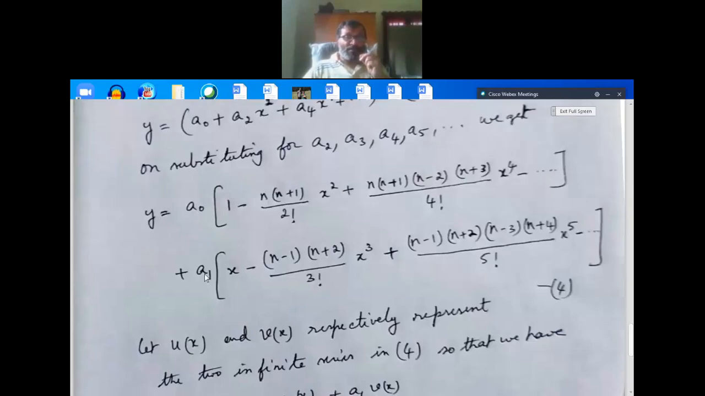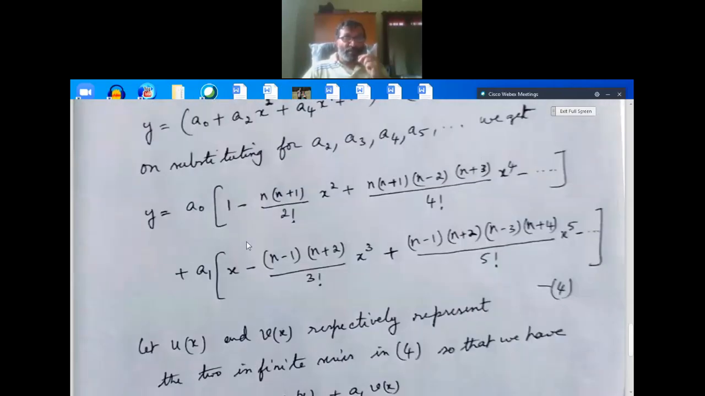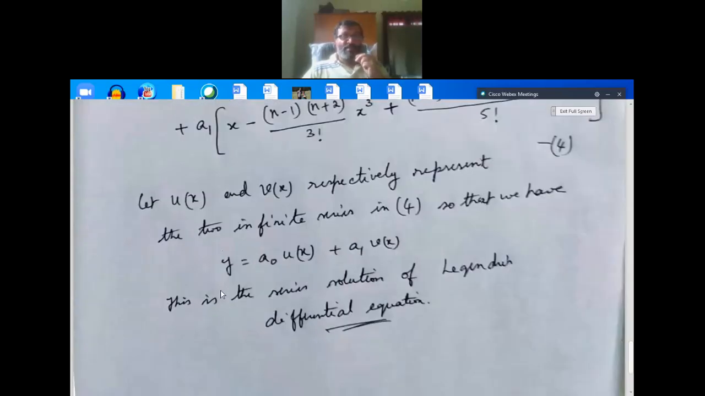So there are two parts in this. We take the first infinite series as u of x, and the second infinite series as v of x. So y can be written as a0 into u of x plus a1 into v of x. So this is the required series solution of Legendre's differential equation. So I explained it 2 times.